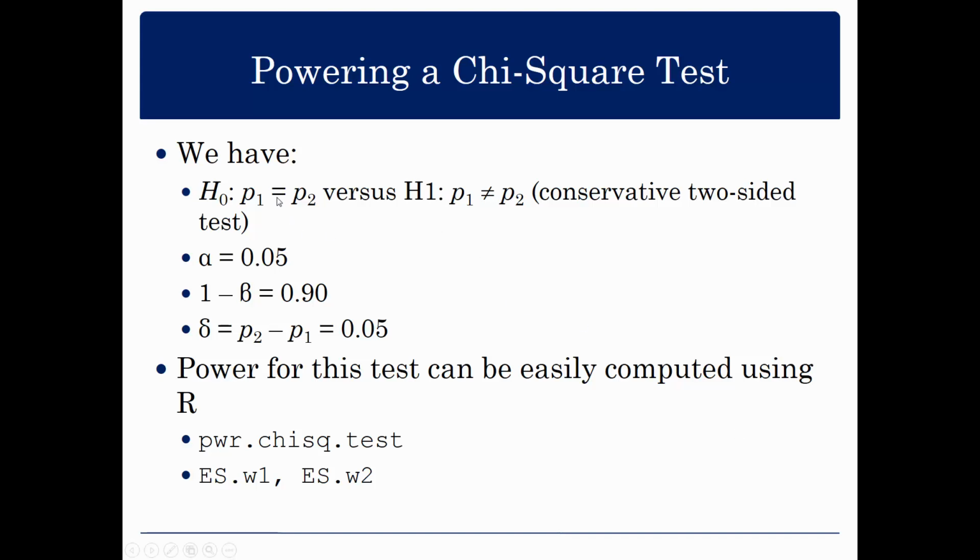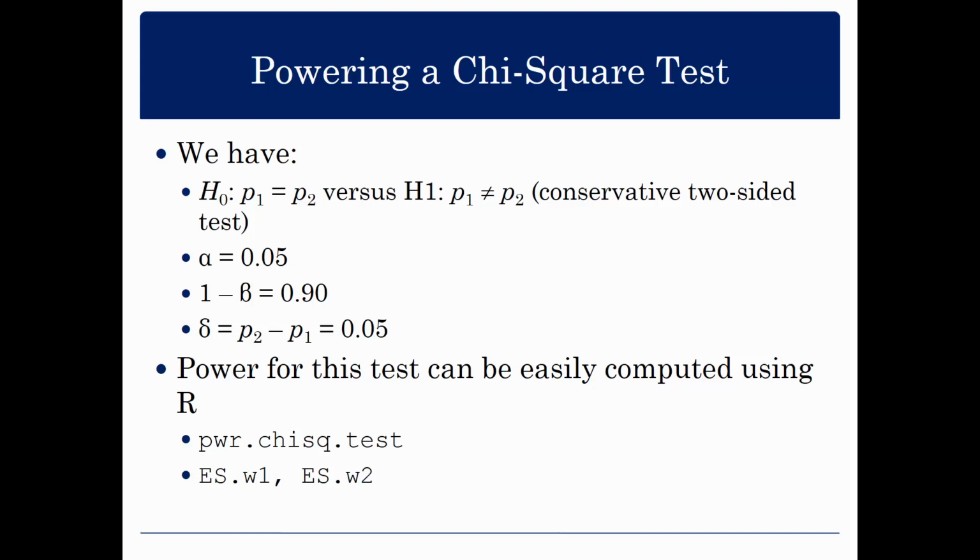Our null is that the two rates are equivalent versus not. Notice I'm doing a two-sided test because there's a possibility that whenever I give this drug to patients, I actually increase the rate of mortality, and I need to be able to detect that. So it's a conservative approach. Type 1 error rate of 5%, power of 90%, and that difference between the two response rates needs to be at least 5% before I want to flag this as statistically significant.